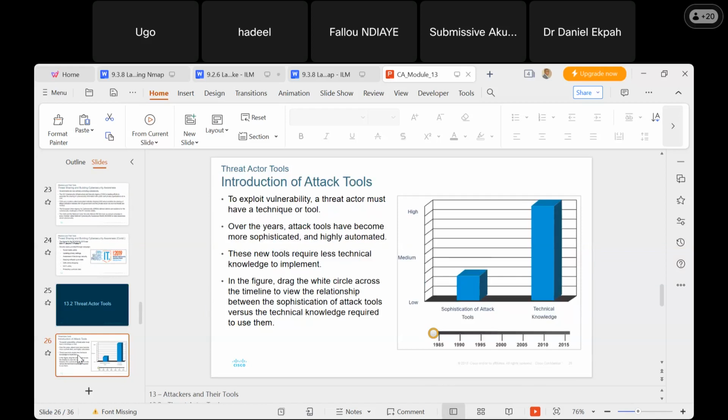Over the years, attack tools have become more sophisticated and highly automated. These new tools require less technical knowledge to implement. Now, I need to ask this going forward. What can we say about the AI?